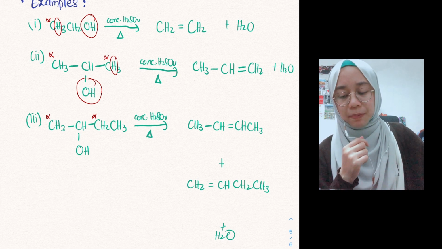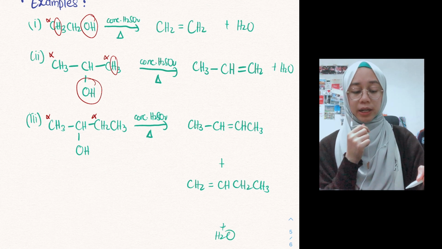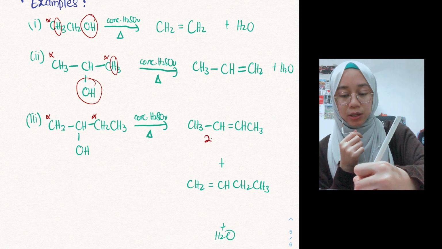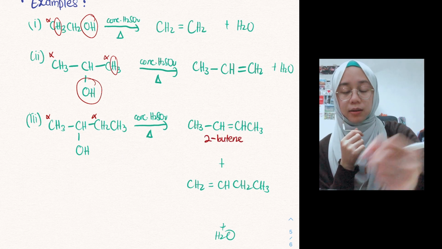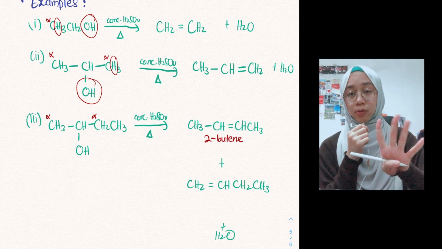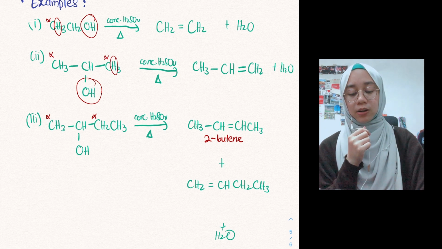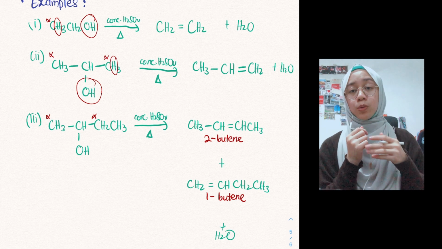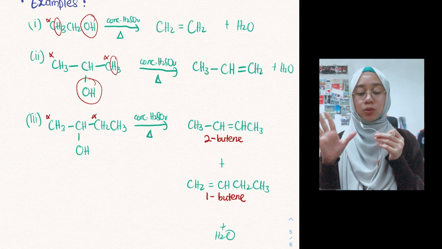Jadi macam mana ni? Apa yang kita nak tahu kat sini? Okay, so first kita check dahululah betul ke different product. Kita tengok nama lah. So nama yang atas ni would be 2-butene. Longest yang 4 and the double bond nombor 2. Okay, and then kalau yang nama yang bawah ni pula 1-butene. Okay, so betul lah. There are two different products. Okay, so ada dua kat sini.